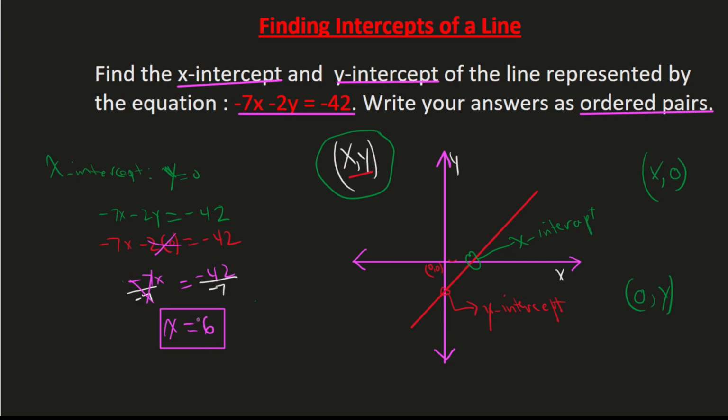If x is equal to 6, they want this as an ordered pair. I go back for my ordered pair, which is (x, 0). So basically my ordered pair would be x, which is 6, and 0. That's the first one. This is (6, 0). This is called an ordered pair.